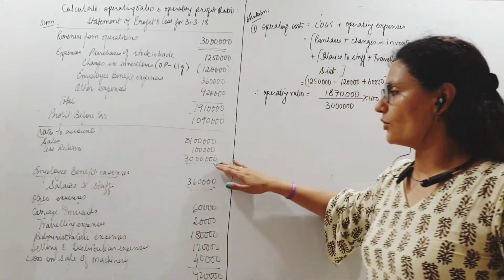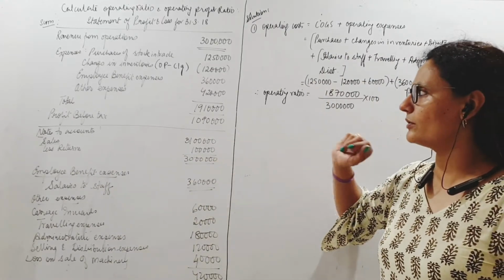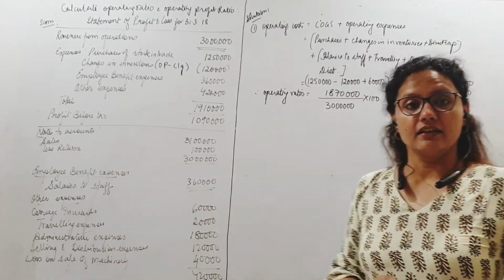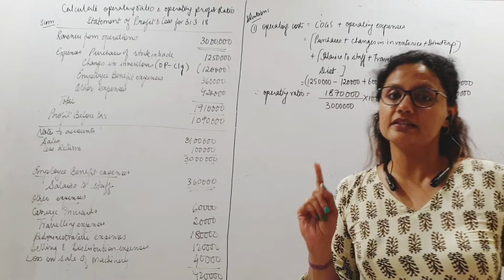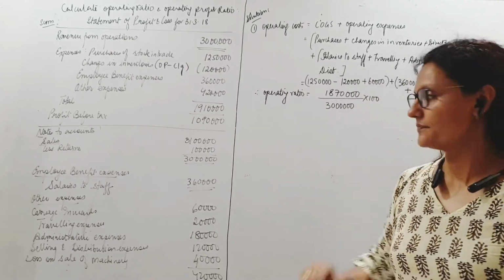Sales minus returns. Always we take the net sales for our formula. So 30 lakhs is our revenue from operations. Employee benefit expenses say salary, not wages. So it's not a direct expense, yet it is an operating expense. So it will go into operating expenses, right?